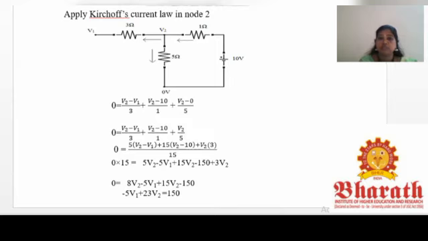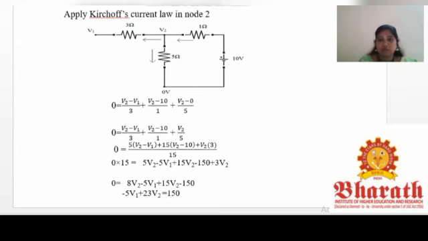So for node 2, now I have drawn the node 2 alone. I have drawn what are the elements connected with node 2 separately. Okay, so the elements connected with node 2 are the 10 volt source, 1 ohm resistance, this 5 ohm resistance and this 3 ohm resistance.